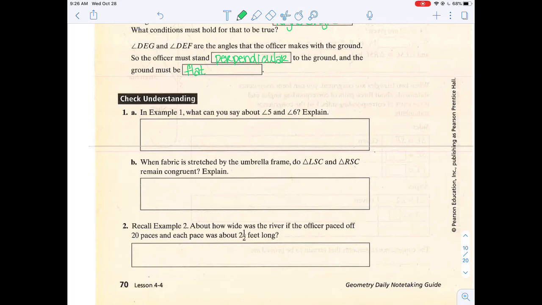And then number 2, we're just going to look at example 2. We're going to say this distance he paced off is 20 paces. If each pace is 2.5 feet long, how wide is the river? So you just have to multiply there and get your answer.